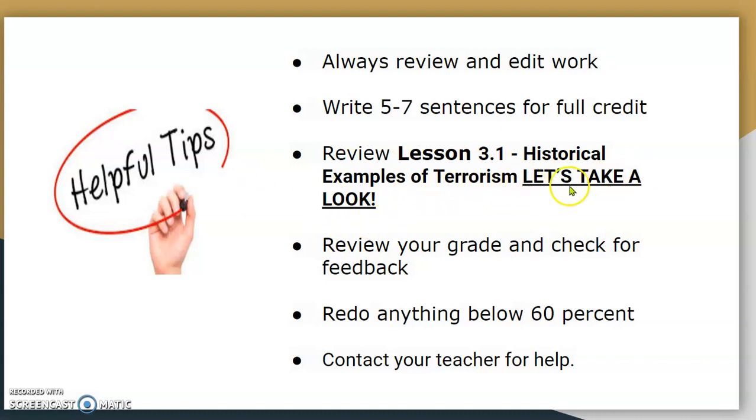I wrote, let's take a look, but we already did. So you know what that looks like. Once you do submit your work and it gets graded, make sure you review your grade. You put time and effort into it, so look at your grade, check for feedback from your teacher.